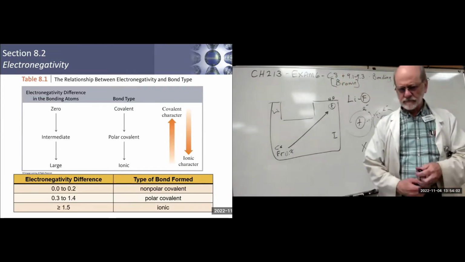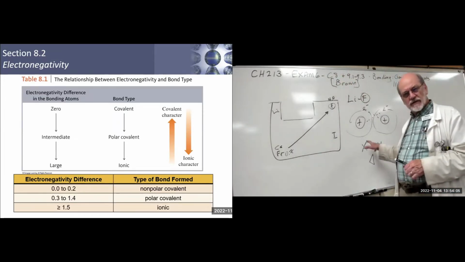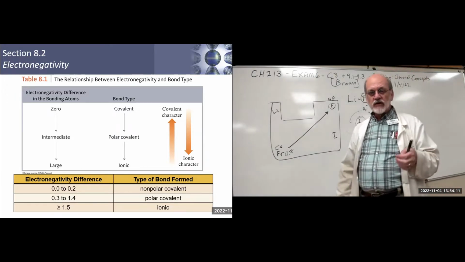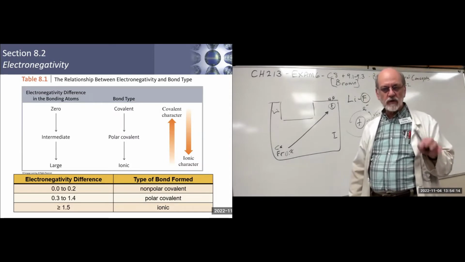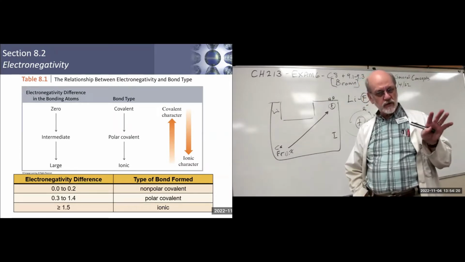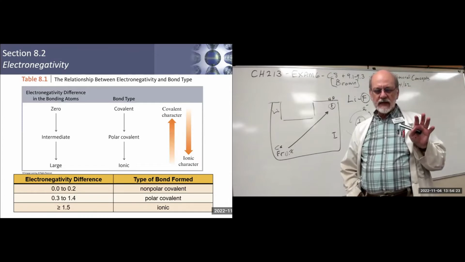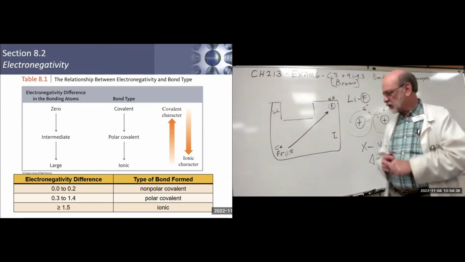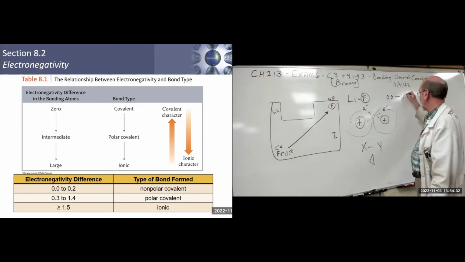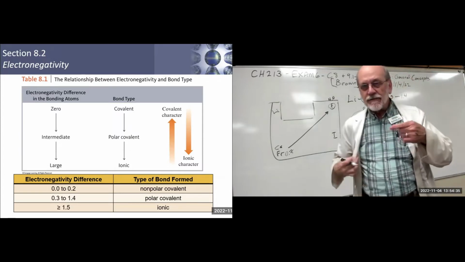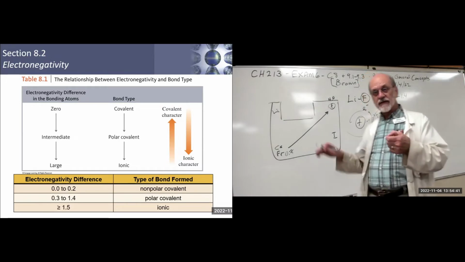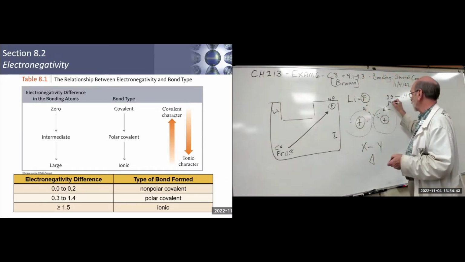Okay, here's the scale. If you do that subtraction of the electronegativities and you're less than 0.2, then you can be assured that the bond is nonpolar covalent. If you're between 0.3 and 1.2, and I didn't put this in there, I should have, between 0.3 and 1.4, if the elements are both nonmetals, then this scale works. It's polar covalent.